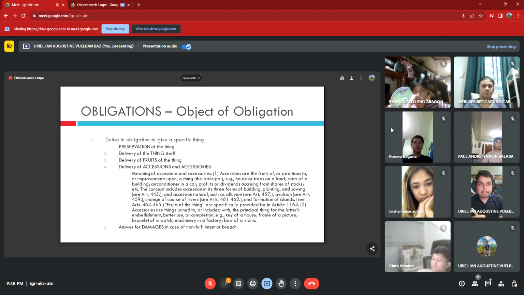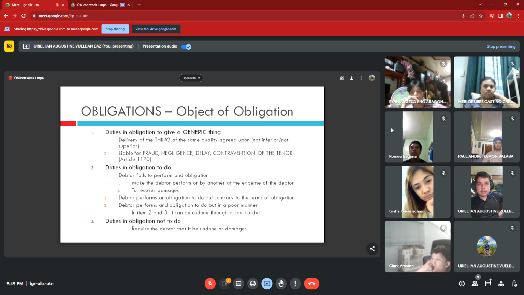Accessories, on the other hand, are things joined to or included with the principal thing for its embellishment, better use or completion, such as the key of a house, the frame of a picture, the bracelets of a watch, machinery in a factory, or a violin, like the charger of your cell phone. The obligor debtor would be liable for damages in case of non-performance of the obligation or in case of violation of the obligation required of him.